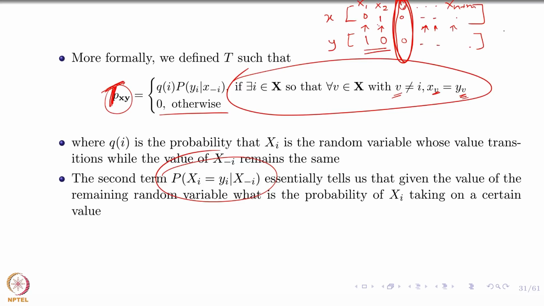For all those indices, x of j, let me call them j, is equal to y of j. Is that clear? That's the same as saying that these two states do not differ in these n plus m minus 1 values. They are only allowed to differ in this one value. Now for this one value, whether to keep it same or different, that's defined by this probability distribution.